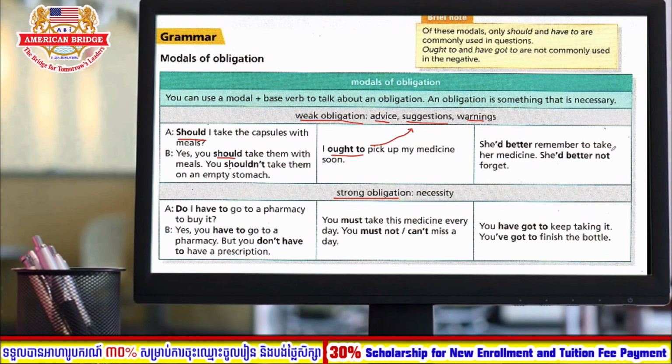She'd better remember to take her medicine. She'd better not forget. So this is a warning, or informing someone to do something. If they don't do it, we have no authority, we have no right to punish them. It's just to warn someone.